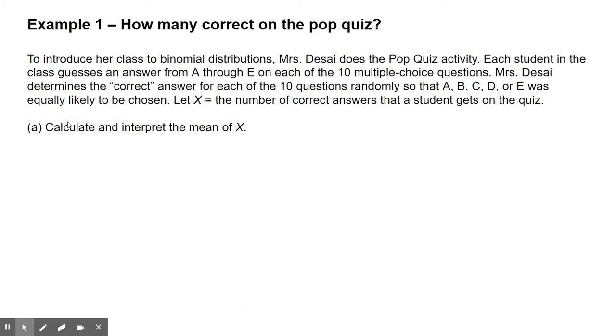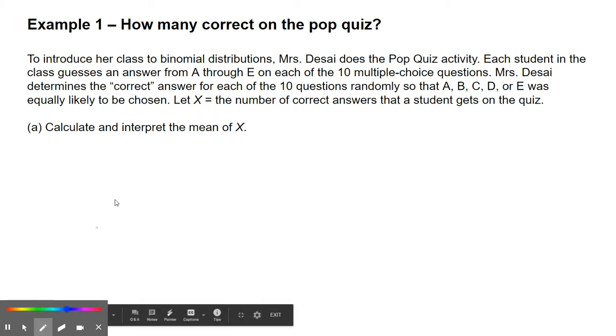So this is what they did. Each student in the class guesses an answer from A through E on each of the 10 multiple choice questions. Mrs. Desai determined the correct answer for each of the 10 questions randomly so that A, B, C, D, and E was equally likely to be chosen. Let X be the number of correct answers that a student gets on the quiz. Part A, calculate and interpret the mean of X.